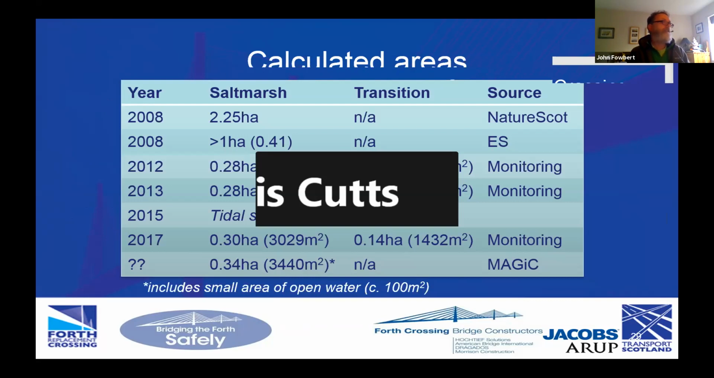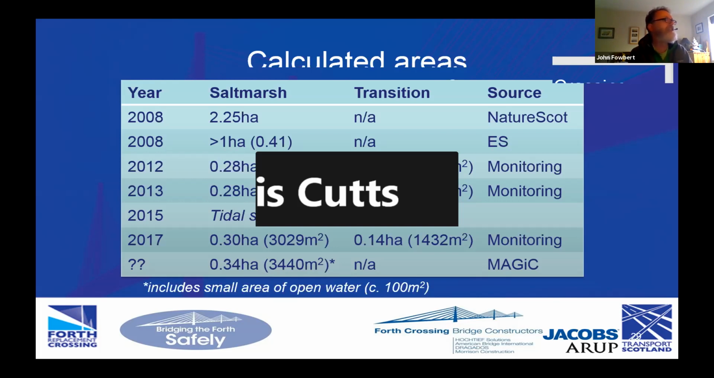This is a very brief run through of the various measurements we did. The important thing to note was that in 2008, SNH said it was 2.25 hectares, but for our environmental statement, we measured it at just over 0.4 hectares. Those measurements were done with handheld GPSs, which were 6 or 8 meters accuracy at the time. So we've managed to improve the accuracy.